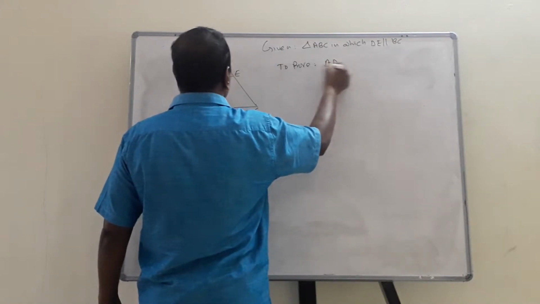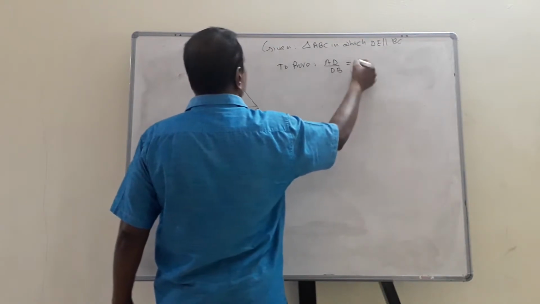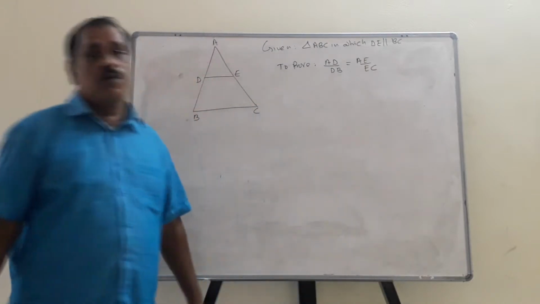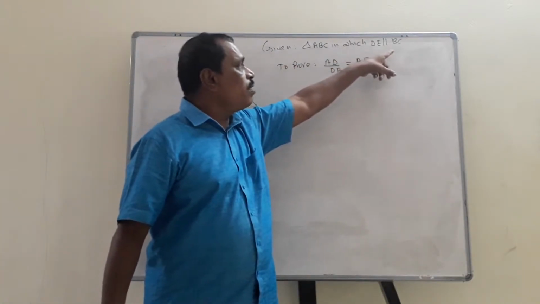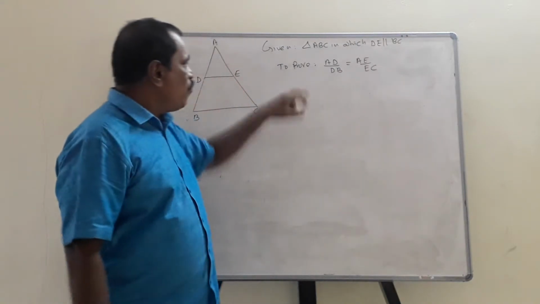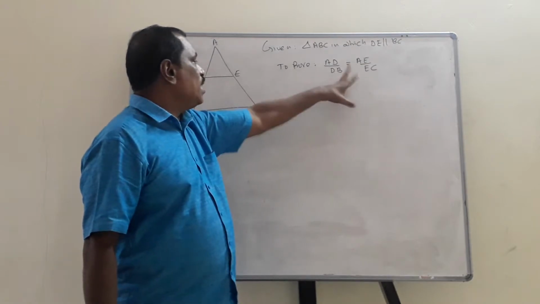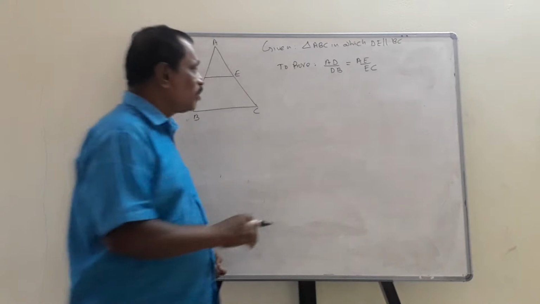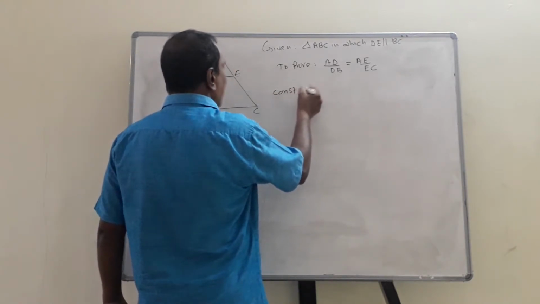AD divided by DB equals AE divided by EC. This is the one to prove. So given triangle ABC in which DE is parallel to BC, that is given. We have to prove AD divided by DB equals AE by EC. The other two sides are divided in the same ratio. Board exam question. Now, construction. We need a construction.